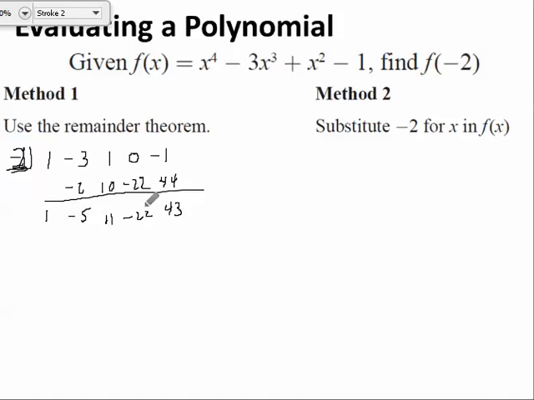So I'm expecting that when I stick the minus 2 in for x into the equation, I should get the same value. Let's try this. So let's see here. We're going to have negative 2 to the fourth power minus negative 2 to the third power plus negative 2 squared minus 1.